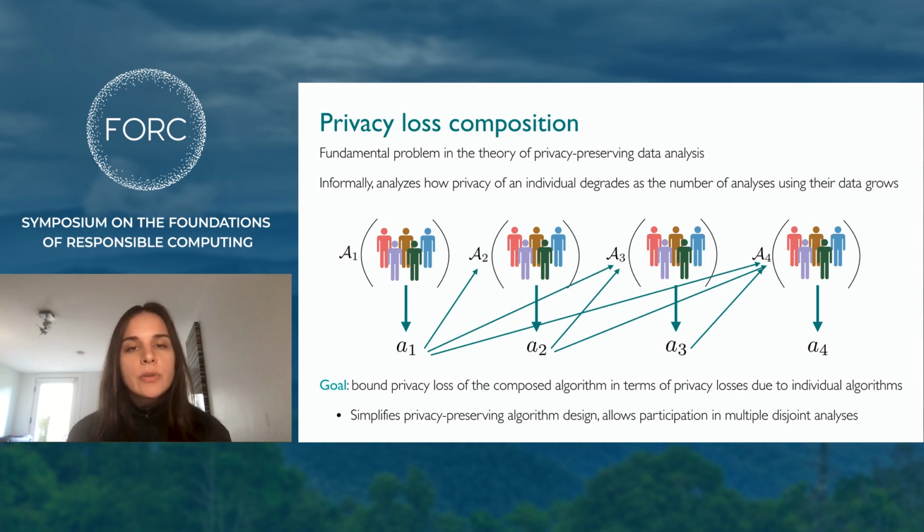And this is useful because, on one hand, this simplifies privacy-preserving algorithm design. So usually we can break down a complex algorithm into simpler subroutines, and then we can ensure that the overall algorithm is private by only ensuring that these simpler subroutines are private. And this also allows individuals to participate in multiple disjoint statistical analyses, all the while knowing that their privacy will be preserved.